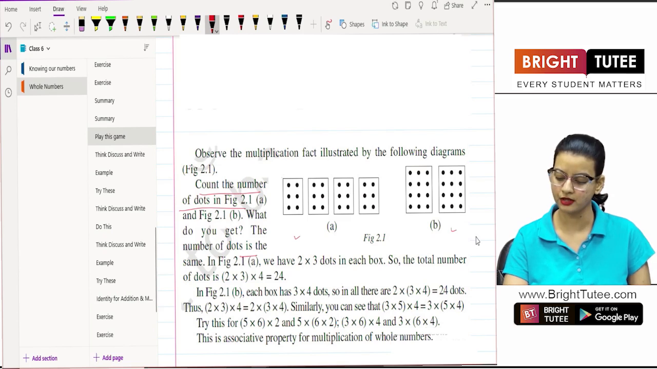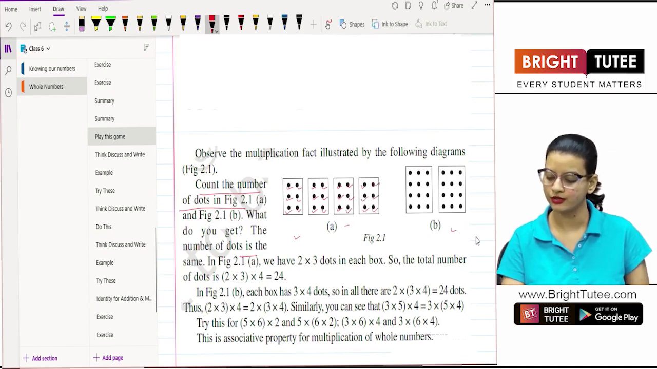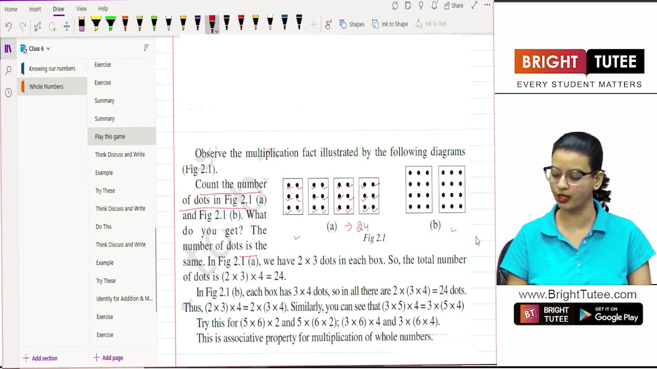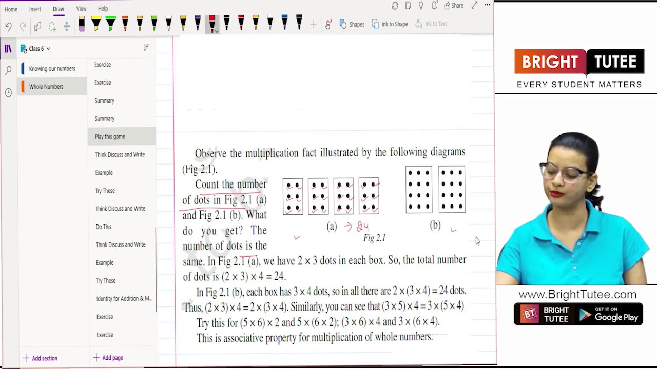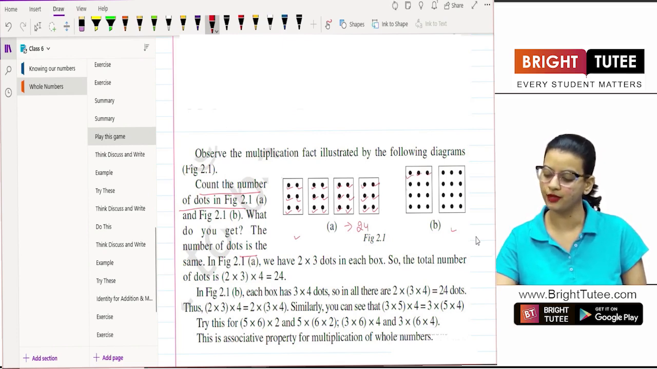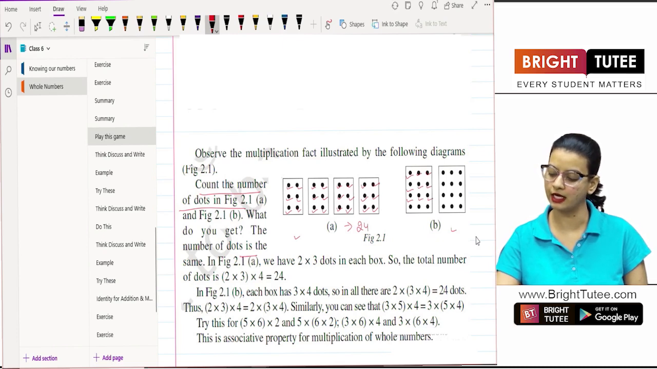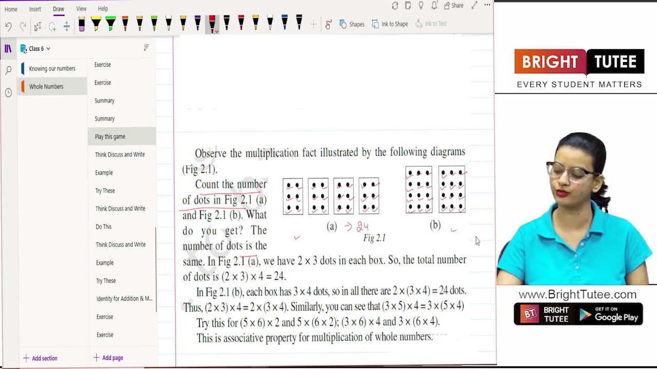So let's count the number of dots. We have 1, 2, 3, up to 24. So there are 24 dots in 2.1a. Let's count the number of dots in 2.1b as well: 1, 2, 3, up to 24. So we have got 24 dots in 2.1b as well.